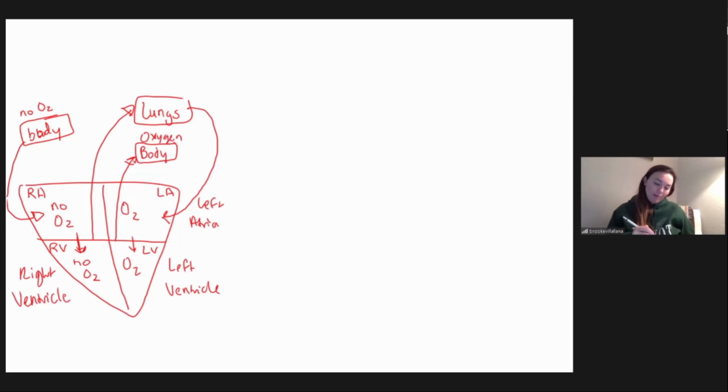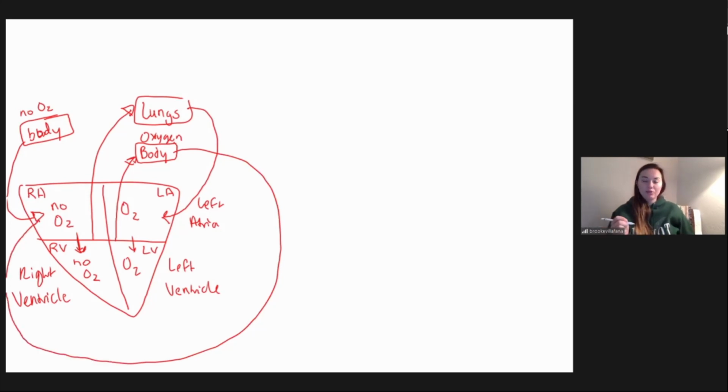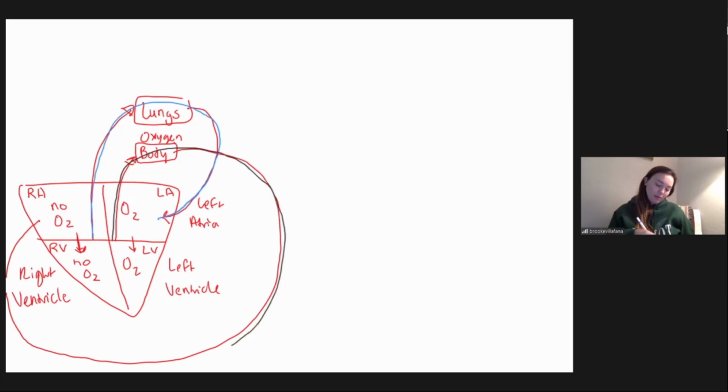Okay, and then that body will use up all of that oxygen and bring it back again into the right atria. So you can see we have some different circuits going on, right? If I erase this, you can see we have this circuit here, going to the lungs and coming back. And then we have this circuit here going to the body and coming back. So this is our systemic circuit. And then this up here is going to be our pulmonary circuit.